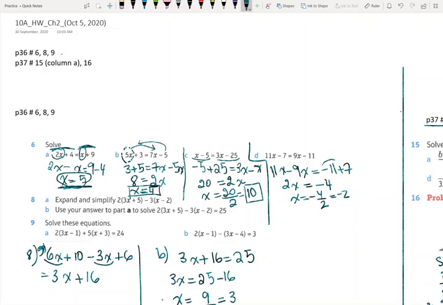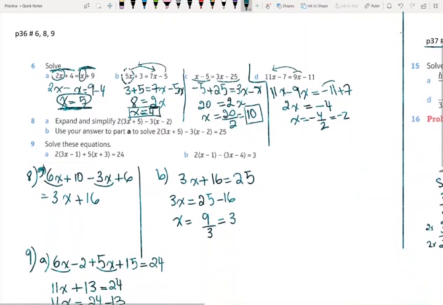And the last part, which is D, you take 9x to the other side, so it's 11x minus 9x, which is equal to minus 11 plus 7. Evaluating, and you're going to get 2x equals minus 4, so x is equal to minus 4 over 2, which is equal to minus 2.